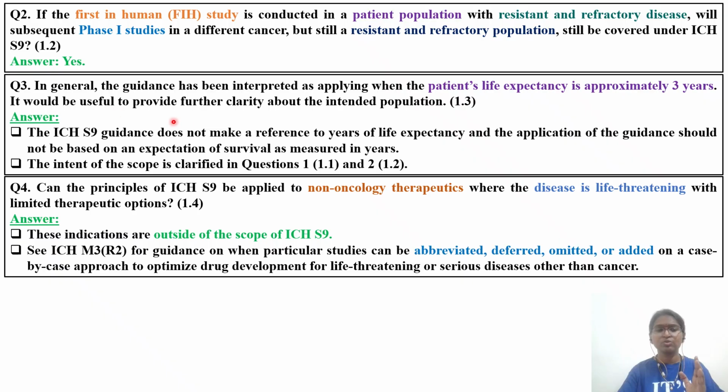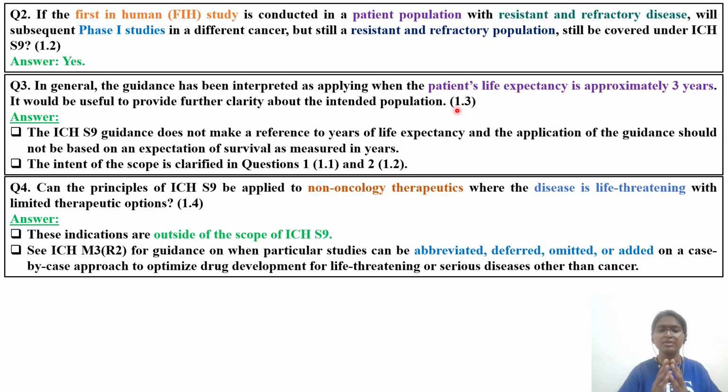It should be useful to provide further clarity about the intended population. So one of the scientists is asking this question to the regulatory agencies: please give more clarity on this intended population. This was a statement given in the guideline, in section 1.3.